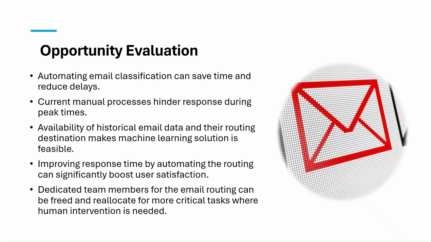We can apply a machine learning solution to solve this problem. By solving the problem, improving response time by automating the routing can significantly boost user satisfaction. Users get a much faster response, and they get to know who is supporting their problem. The dedicated team member for the email routing can be freed and reallocated to more critical tasks where human intervention is needed. So those are the opportunities if we implement a solution for this problem.